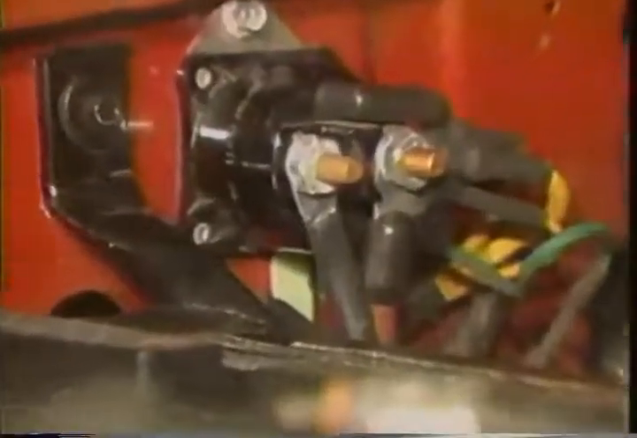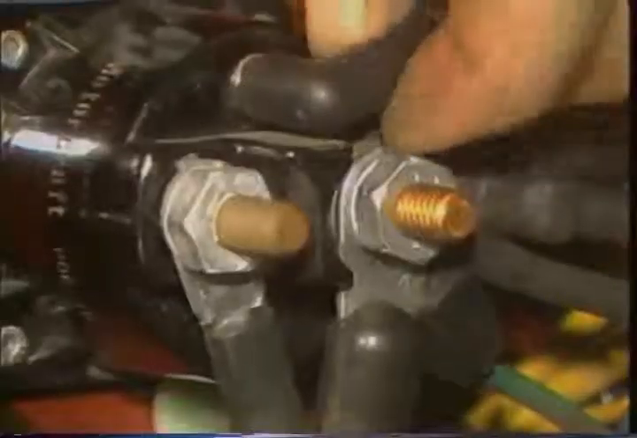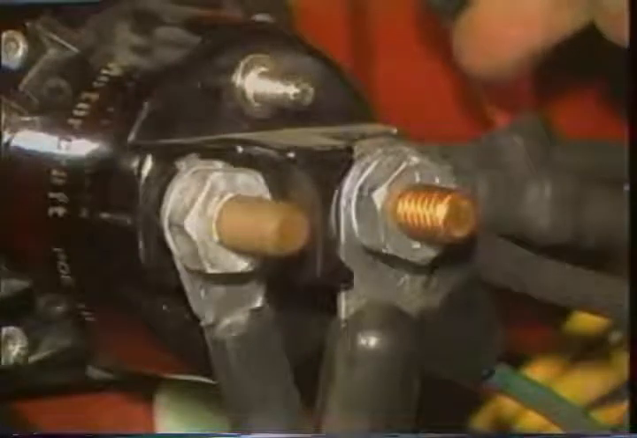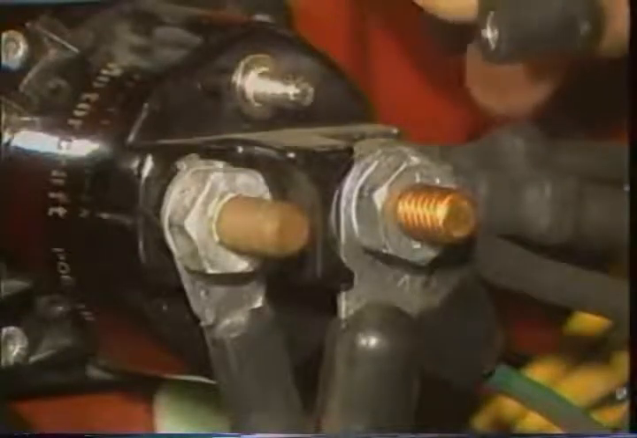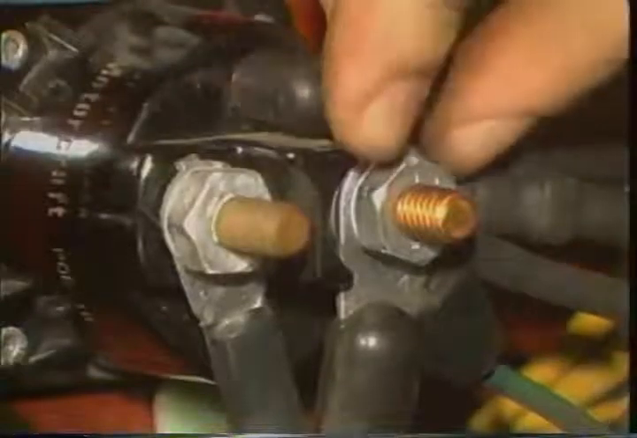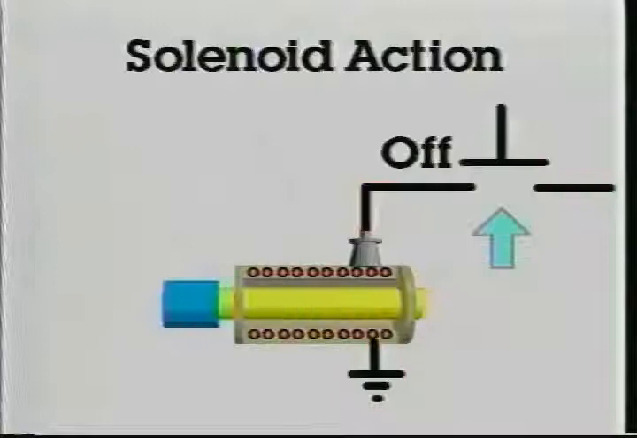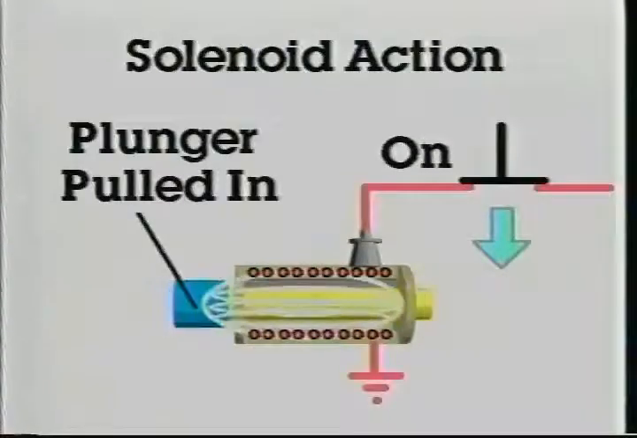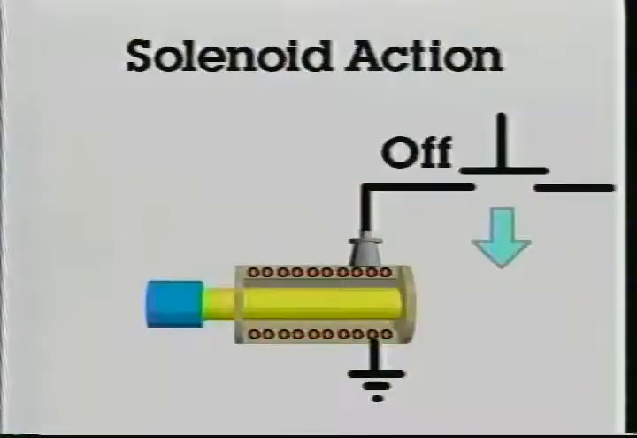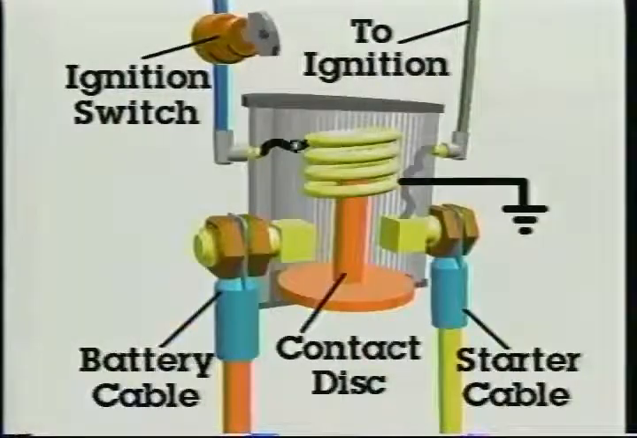Here you see an actual solenoid mounted in the engine compartment. The large battery cable and starter cable bolt to the solenoid. The smaller wire goes to the ignition switch. The small current flow into the solenoid produces a magnetic field around the solenoid windings. This field is used to attract and pull the plunger into the windings.